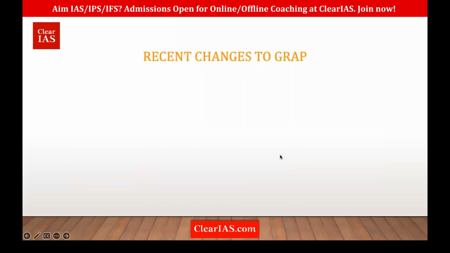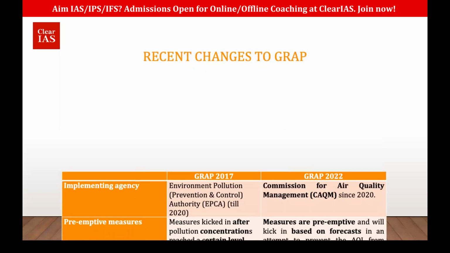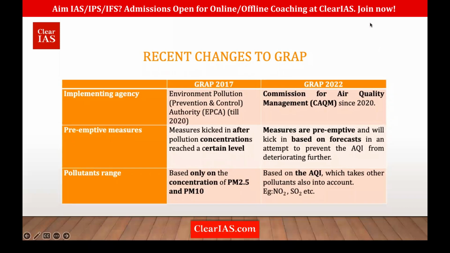There have been recent changes: in 2022, changes were added to the Graded Response Action Plan. Earlier, the implementing authority was the Environment Pollution Prevention and Control Authority, that is EPCA, until 2020. Since 2020, it is the Commission for Air Quality Management that implements the Graded Response Action Plan.